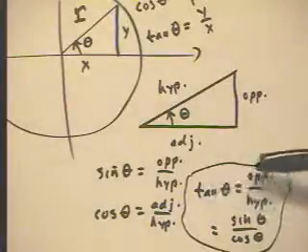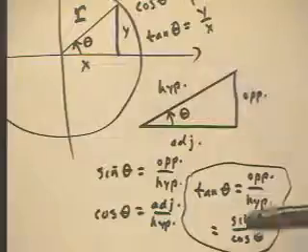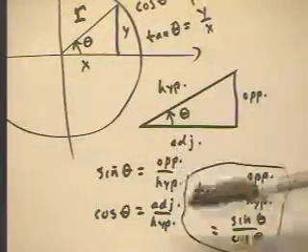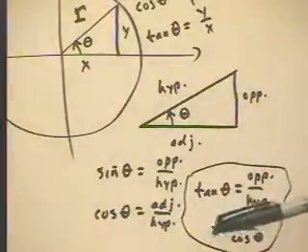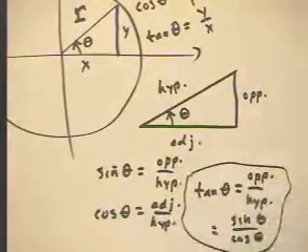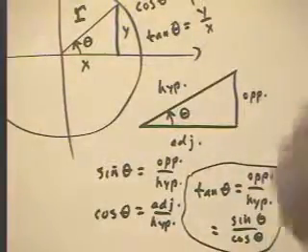And the tangent is the opposite over the adjacent, which turns out to be the same as the sine of the angle over the cosine. We divide opposite over hypotenuse by adjacent over hypotenuse. We multiply by the reciprocal, the hypotenuse will divide out, we have opposite over adjacent, and that's sine theta over cosine theta.